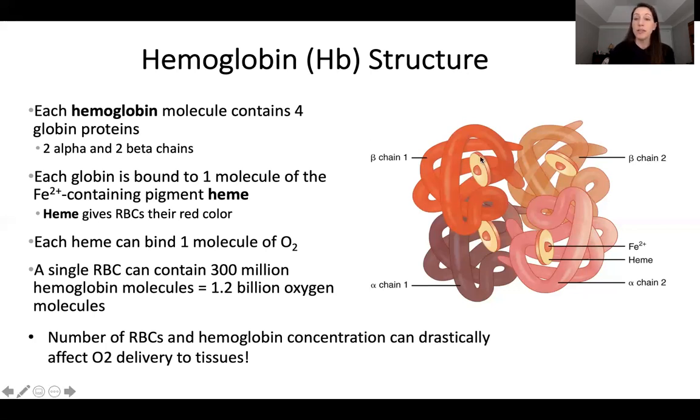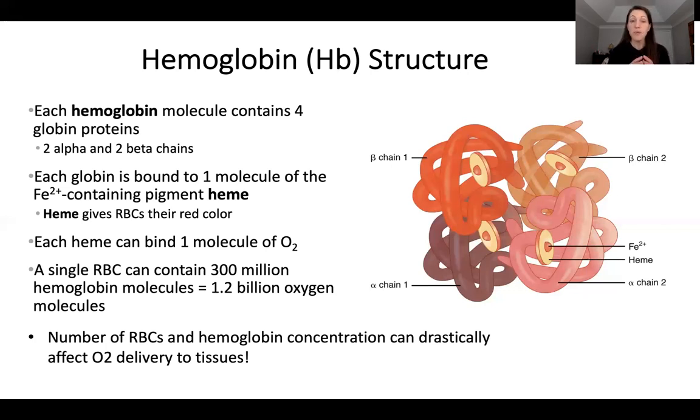So you've got globin with heme, 4 of them all working together. Every one of these heme molecules can bind a single molecule of oxygen. Okay, so this is the actual binding site for oxygen. A single red blood cell can contain as many as 300 million hemoglobin molecules. Now, keep in mind, these are very, very small formed elements. Red blood cells are super small, but they're also incredibly numerous.